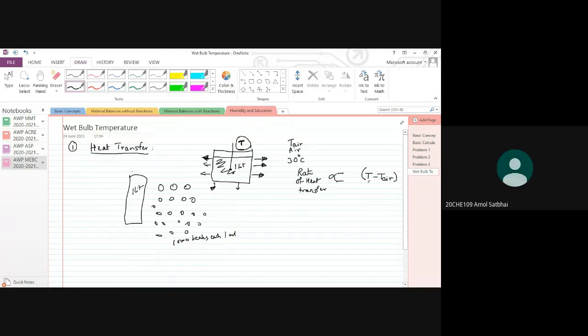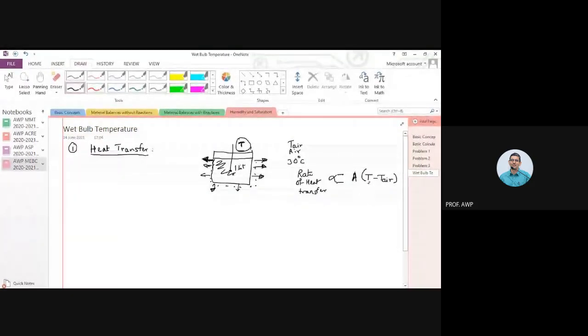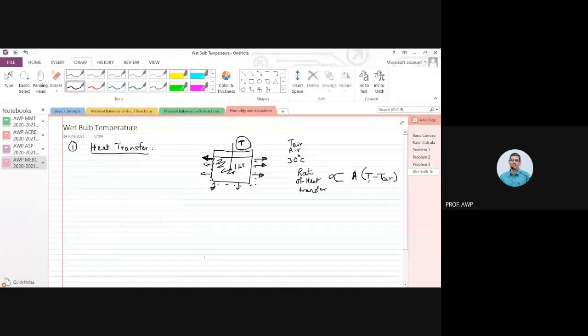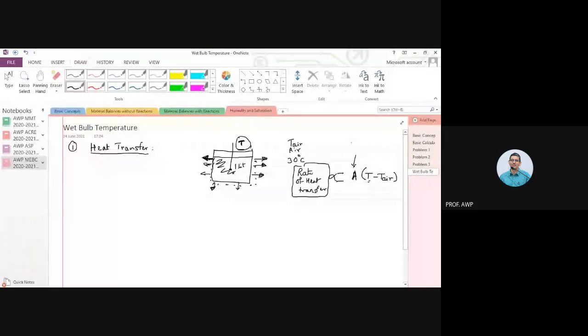Why do you say 1000 beakers? More surface area. Very nice. More area. So this rate of heat transfer is also proportional to the area through which heat is being transferred. If it is one beaker, it is only the surface area of one beaker. If it is 1000 beakers, it is the surface area of 1000 beakers, isn't it? So this rate of heat transfer is proportional to area through which heat is being transferred.